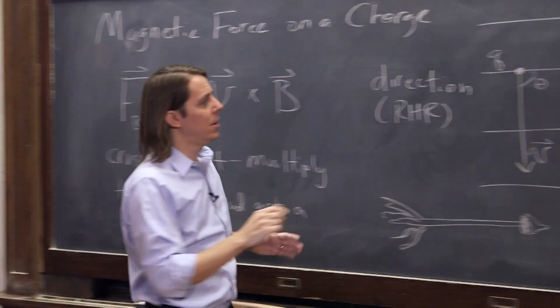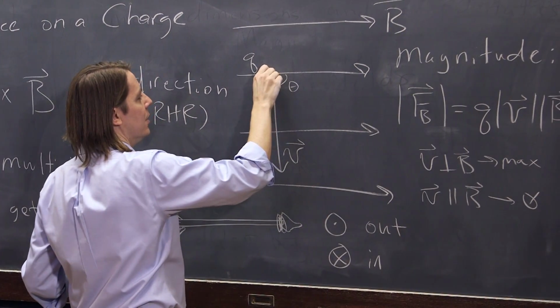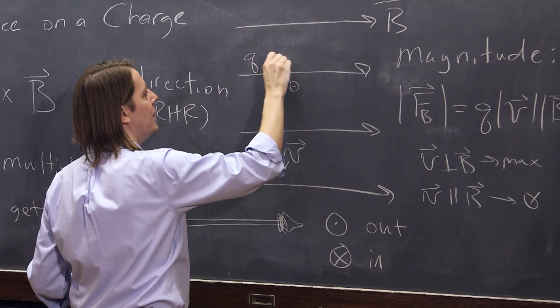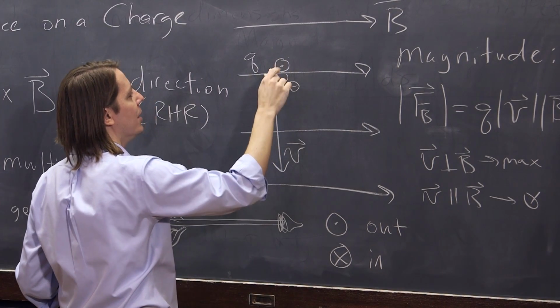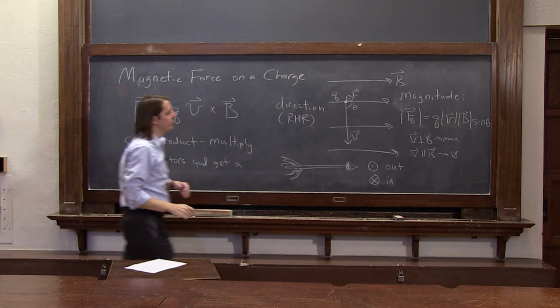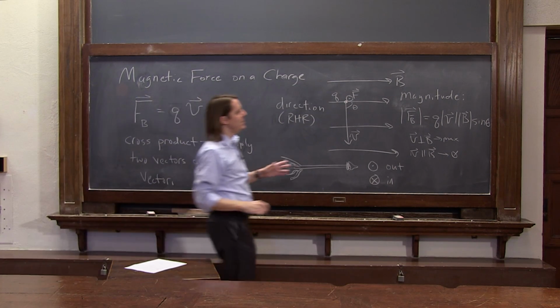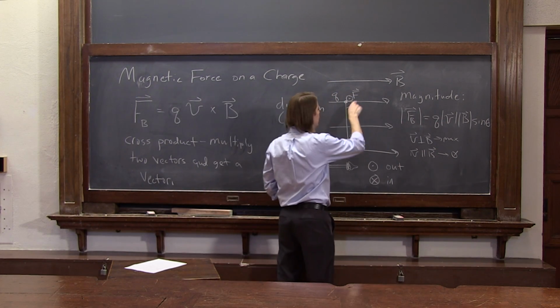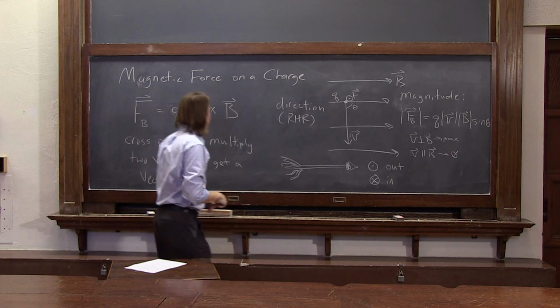So if I was going to draw this force on this charge, I would probably draw it kind of right next to it, and it would be a circle with a dot, because the right-hand rule made it point out. So there it is. You get the magnitude, QVB sine theta, where that was this angle, and then you get the direction from the right-hand rule.